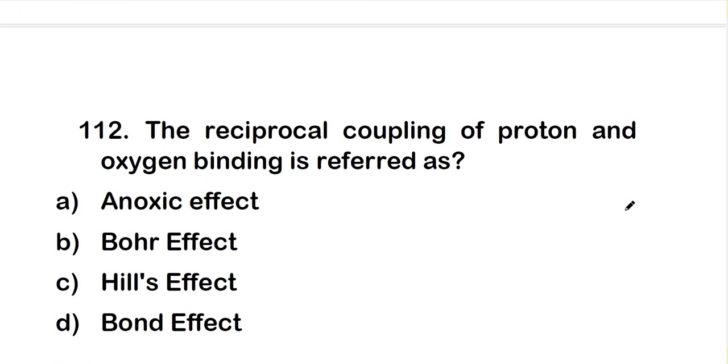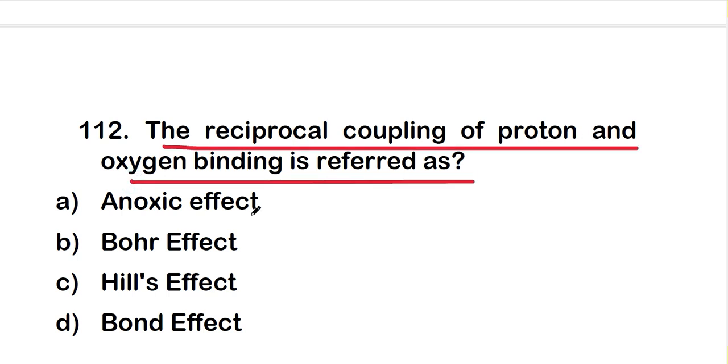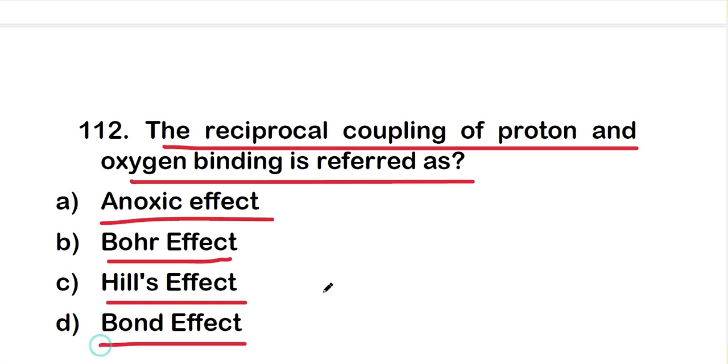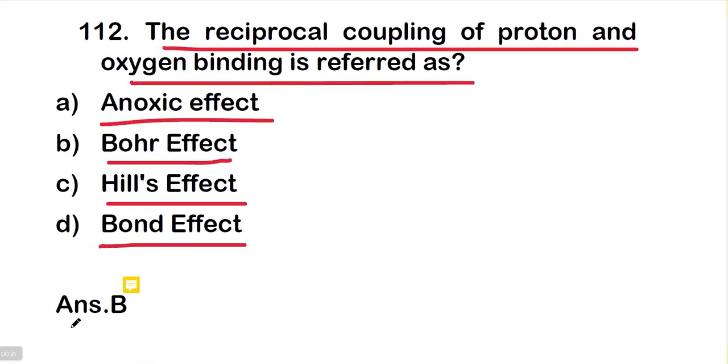So let's move on to the next question, that is the reciprocal coupling of proton and oxygen binding is referred to as option A, anoxic effect, option B, Bohr effect, option C, Hill's effect, option D, bond effect. And the right answer is option B, that is Bohr's effect.